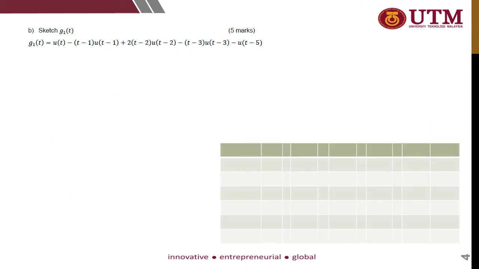Okay, now let's move on to the second part of the first question. So don't forget to write down the question number in your answer script. So 1 part B, you need to sketch g1(t). g1(t) is given as the following equation, and you need to show steps to address that, 5 marks.